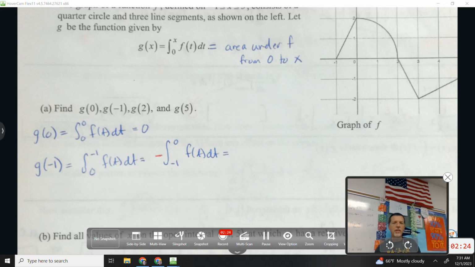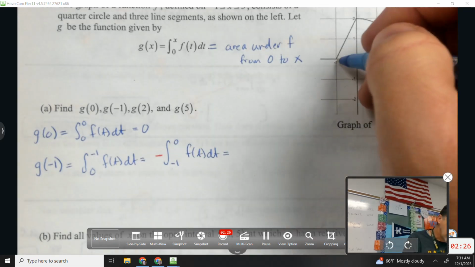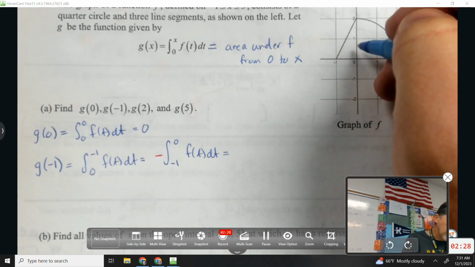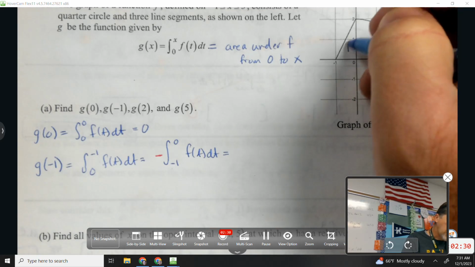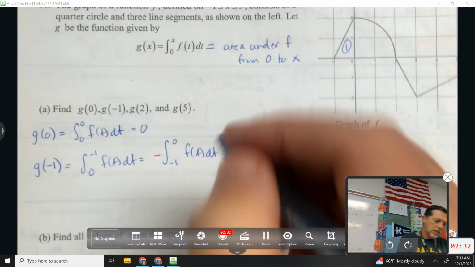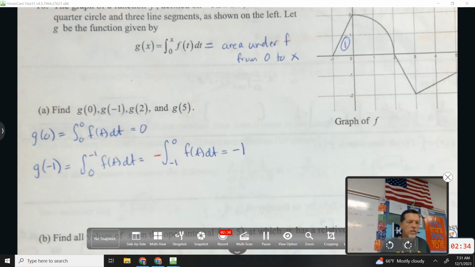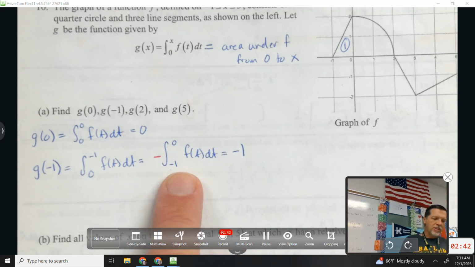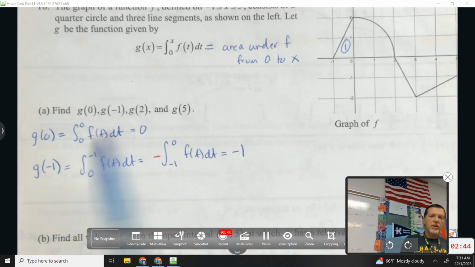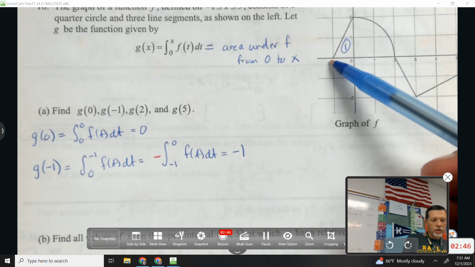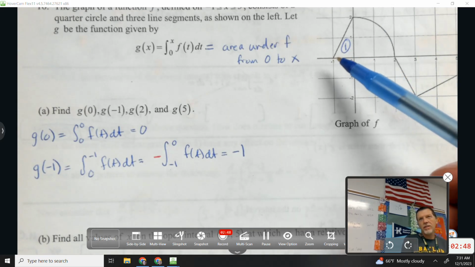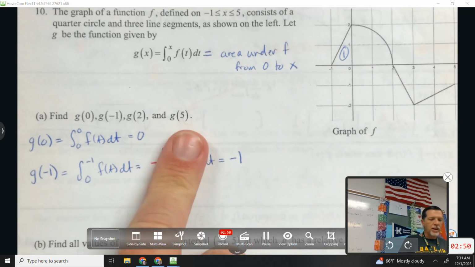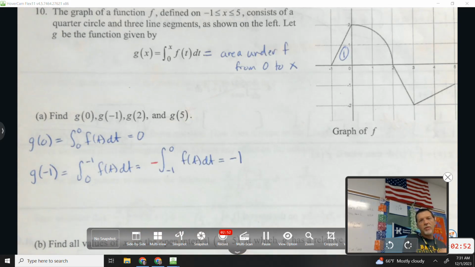Okay, so that's the area from -1 to 0. That would be the area of this triangle. 1/2 base times height is 1. So G of -1 is -1. Another way to do that without specifically showing this step is that if you go from 0 to -1, that's backwards, so you get a -1. Some people won't show that intermediate step. They'll just know that going backwards is negative.